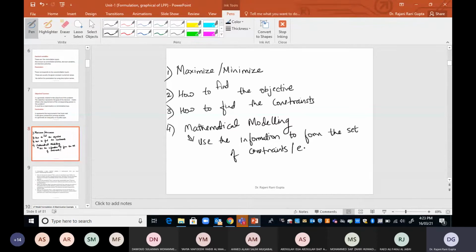So this is the first unit of this module, which is the linear programming problem.